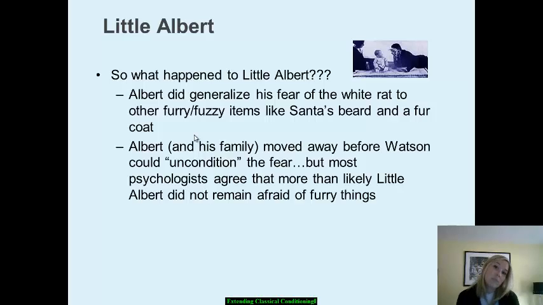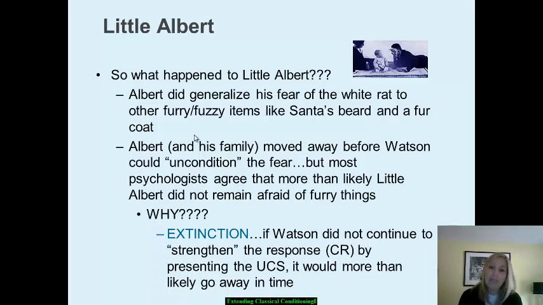However, with that in mind, most psychologists actually agree that more than likely little Albert didn't continue to remain scared of anything that was furry and white. The reason we believe that is the concept of extinction. If Watson did not continue to strengthen that conditioned response of crying and fear, because you can see up here in this picture, this is little Albert right there, and this is one of Watson's assistants, and she has on her face a furry white bunny mask. And you can't really tell in the picture, but he's crying, like freaking out crying.